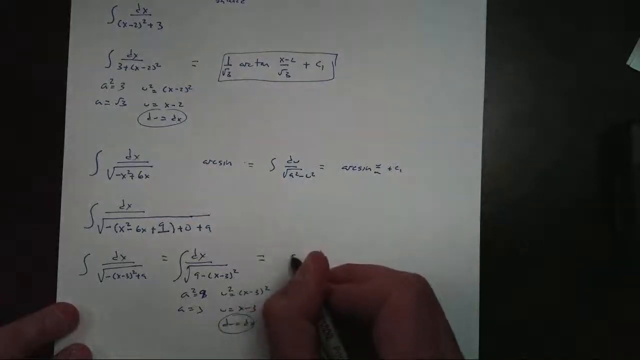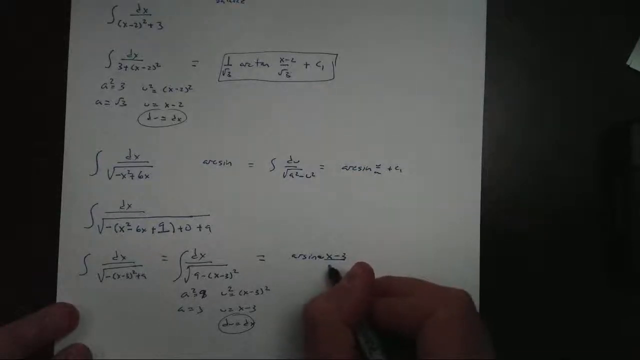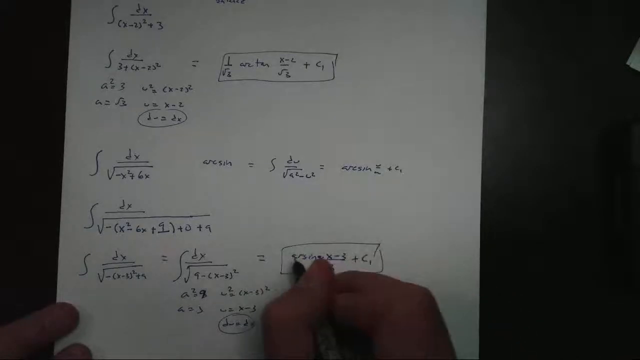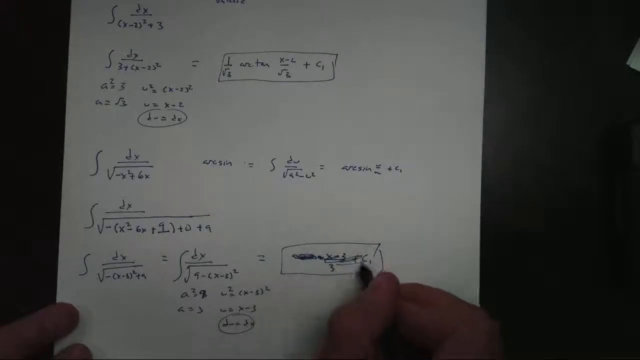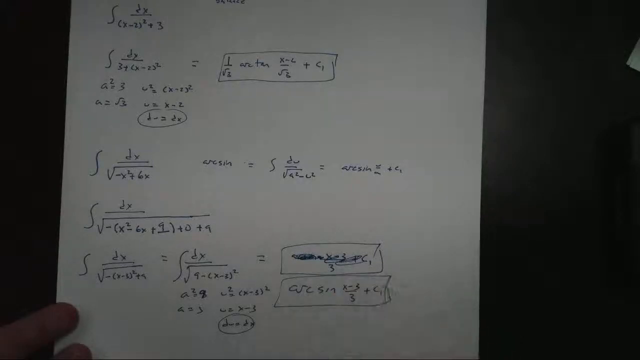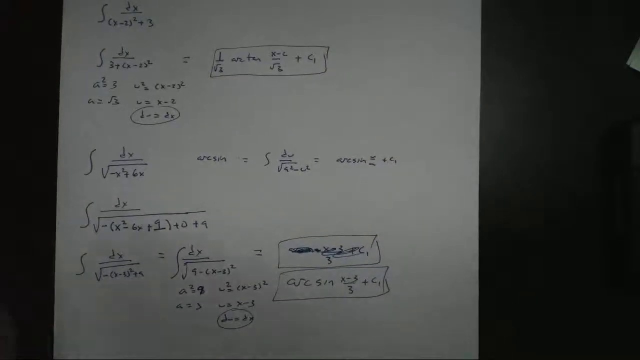So I get arc sine of x minus 3 over 3 plus c1. And there's your answer. Whoops, arc sine, can't spell arc. You know what? I'm going to rewrite it because I want to make it look pretty for you. Arc sine of x minus 3 over 3 plus c1. There we go. Darn my ability to not write nice. Okay, now let's take a look at another one here.